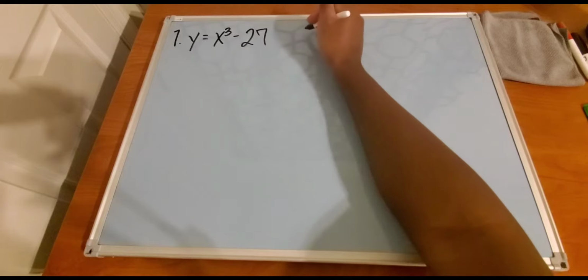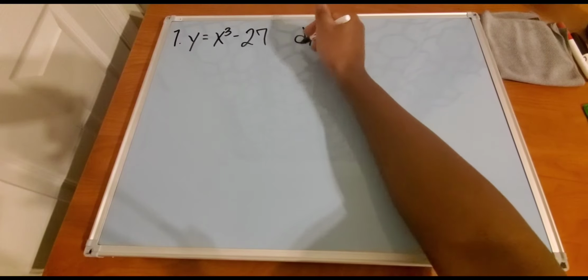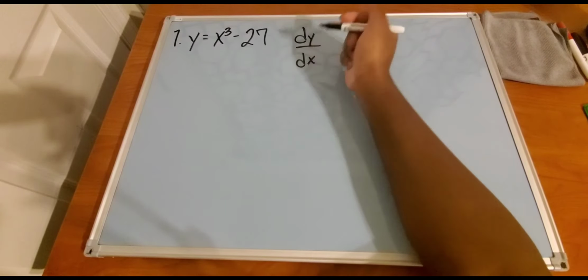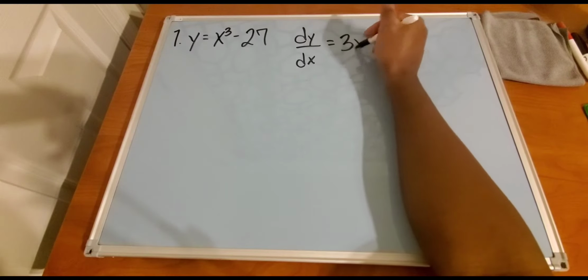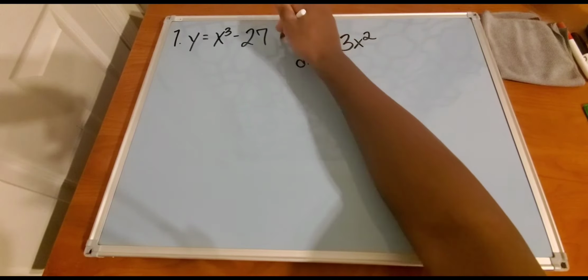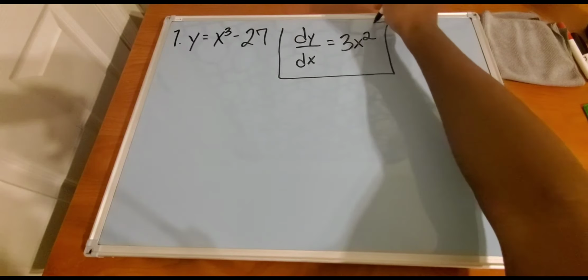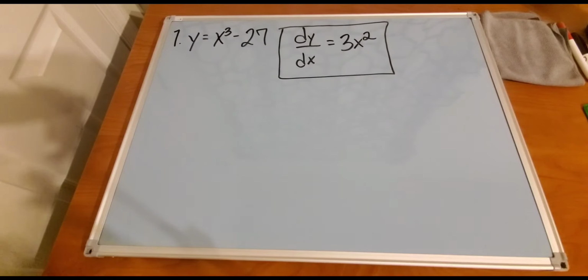We can just go ahead and take the first derivative of y with respect to x. Since we know that this is just a power rule, it's just equal to 3x squared. Nice and straightforward. So that is our answer to the first question.